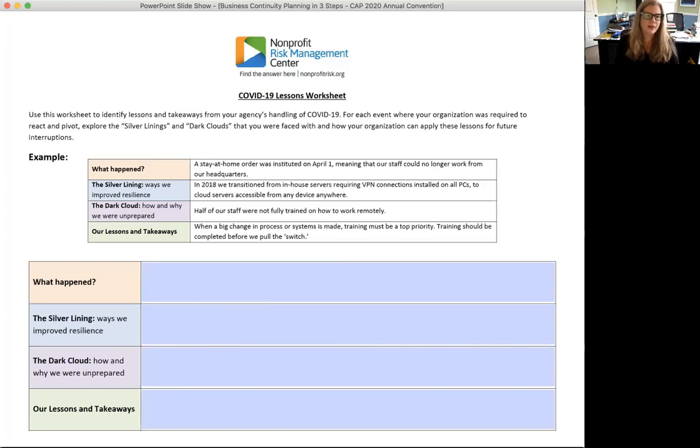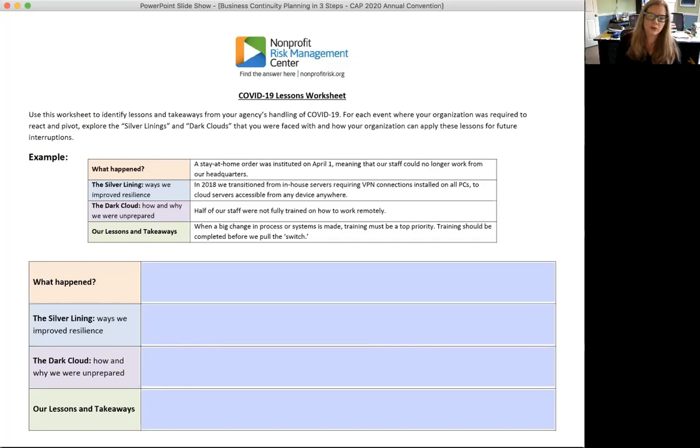I want you to identify the silver lining, ways that your agency has improved resilience. I want you to identify the dark cloud, how you were not prepared or not as prepared as you wanted to be or would have liked to have been, or you'd like to be in the future. And then also some lessons and takeaways. And you can use this lessons worksheet for any crisis, for any interruption, for any time that something doesn't go the way that you hoped it would.